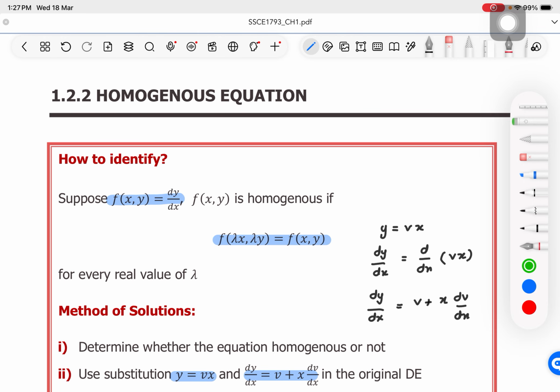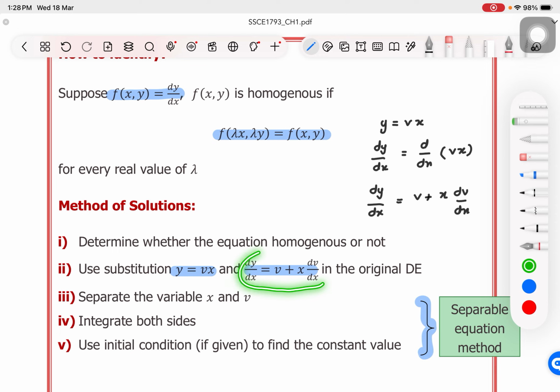Once you confirm that your equation is homogeneous, you need to make a substitution of y is equal to vx. Then we substitute dy over dx is equal to v plus x dv over dx. How do we get this? We get this by differentiating both sides with respect to x.